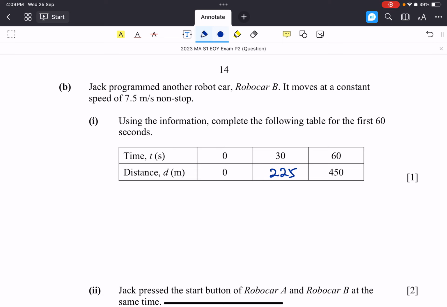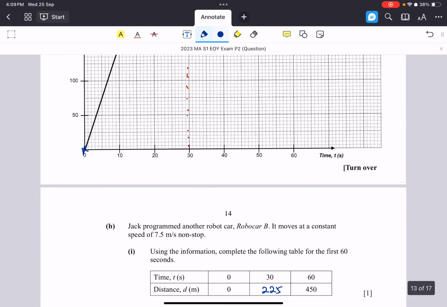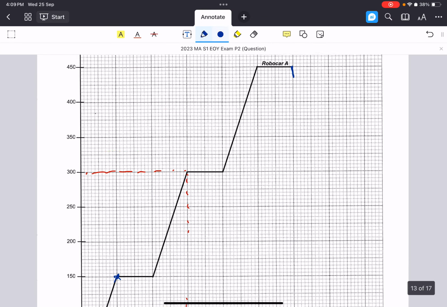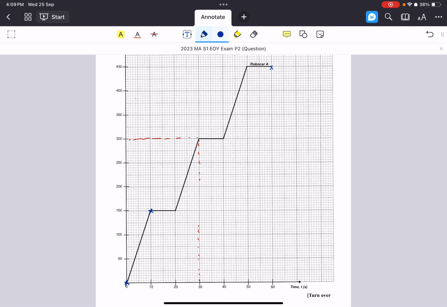On the same graph, they say plot the points from the table and draw it. So 0, 0, I mark it out. Then we have 60, 450. So at 60 is 450, also over here. And somewhere in between, we also know 30 is about 225, so 225 is over here. So we can join them together with a line. Maybe I use a different color pen so that you can see.